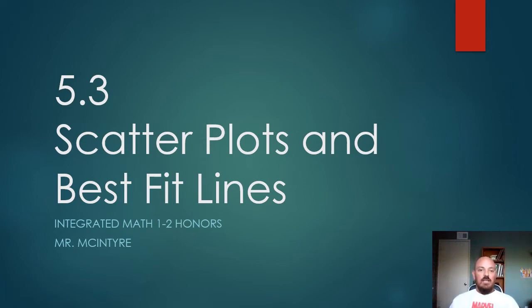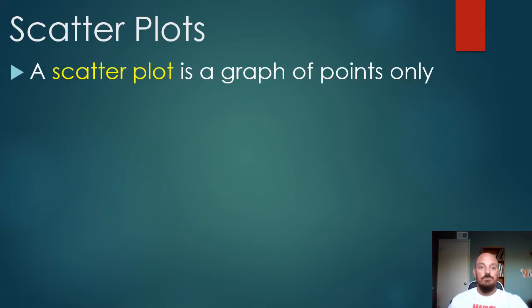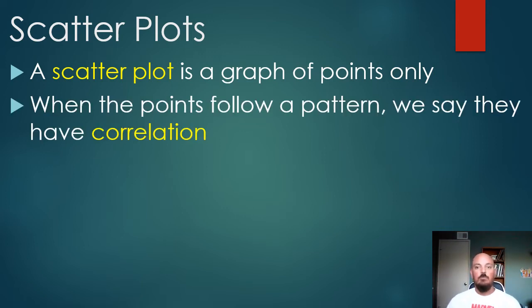Hi everyone. Today we're going to learn about scatter plots and then learn how to do what's called a best fit line. So let's start with the scatter plots. A scatter plot is basically a graph of just a bunch of points. And it's called a scatter plot because you're plotting points, and it may not be like a perfect line. They may be kind of scattered all around. Now, when the points tend to follow a pattern, we say they have correlation.